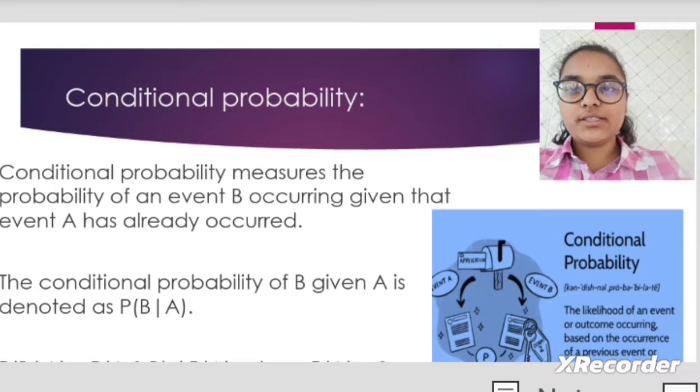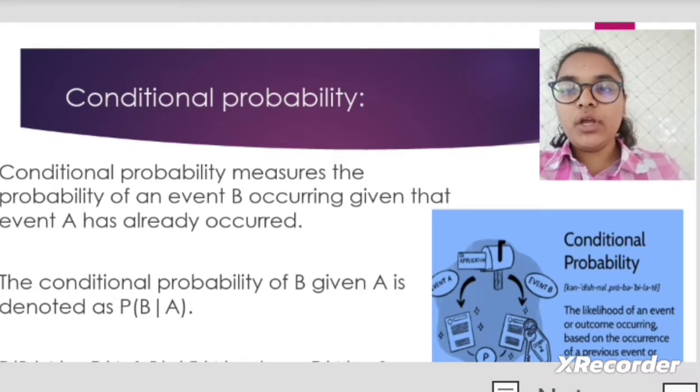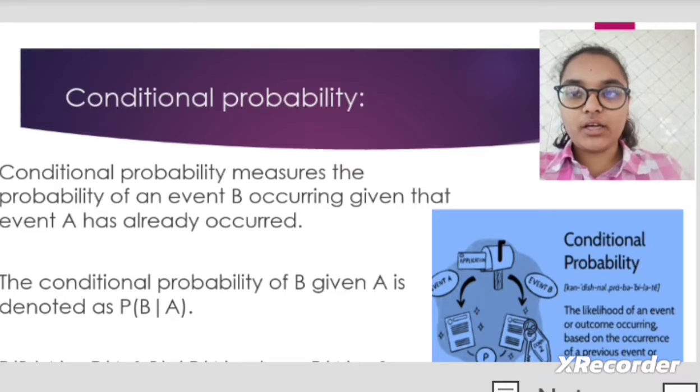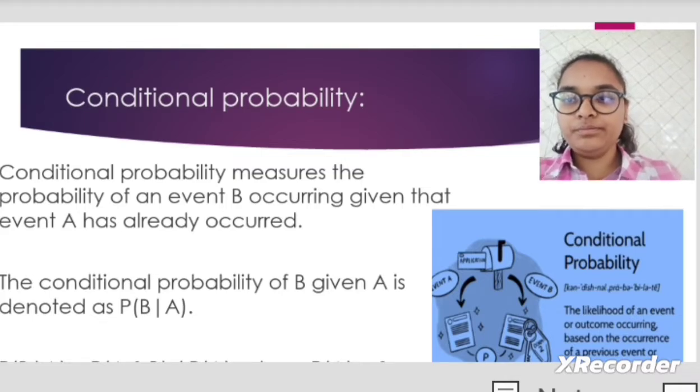Next is conditional probability. Conditional probability measures the probability of an event B occurring given that event A has already occurred. The conditional probability of B given A is denoted as P of B given A.